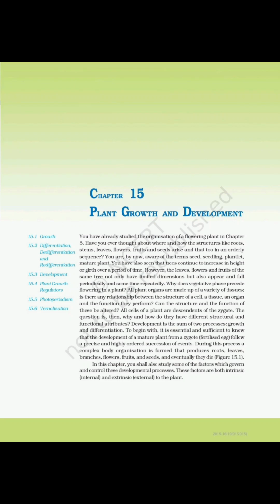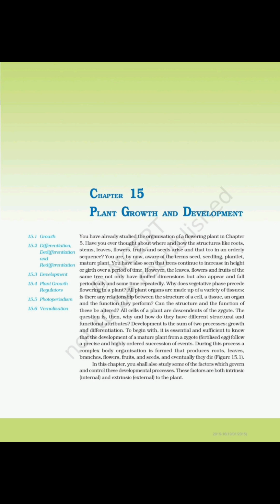Chapter 15, Plant Growth and Development. You have already studied the organization of a flowering plant in Chapter 5. Have you ever thought about where and how the structures like roots, stems, leaves, flowers, fruits and seeds arise, and that too in an orderly sequence?